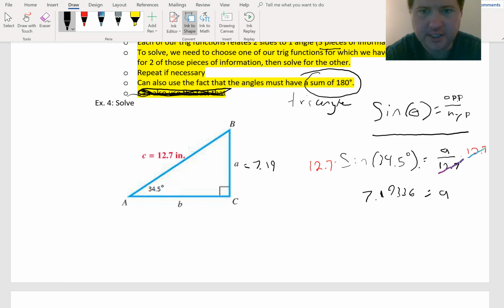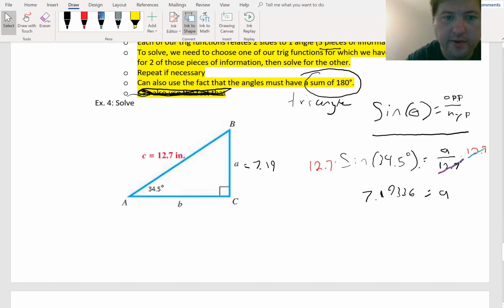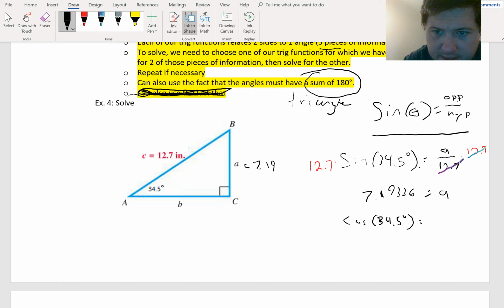Yeah, let's do another trig function. Let's do cosine here. So I'm going to use the angle I still have. They gave me 34.5. But this time, instead of the opposite side, I'm going to use the adjacent side, B. That would be cosine. Cosine of 34.5 is equal to the adjacent side, B, divided by our hypotenuse, 12.7.